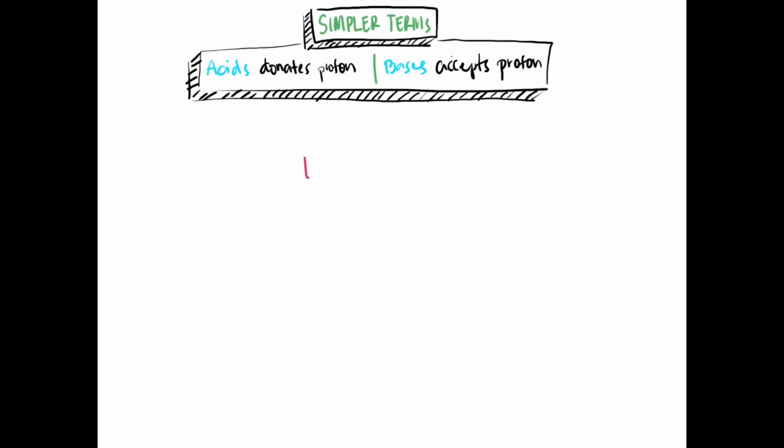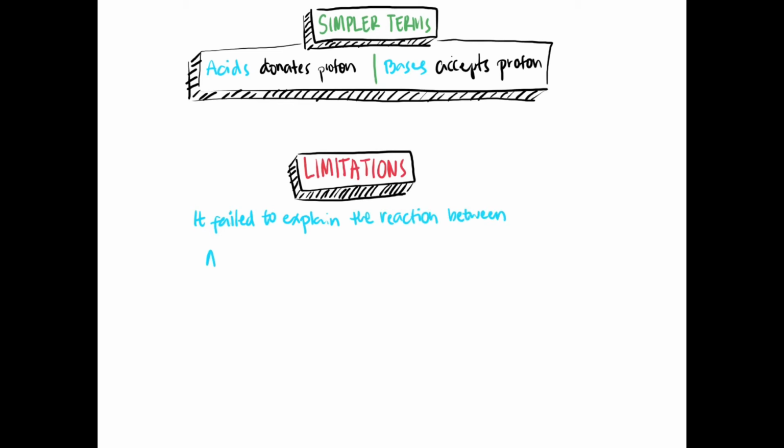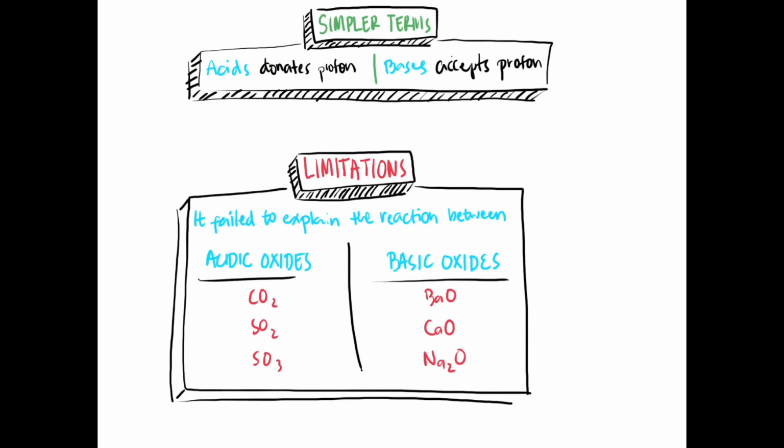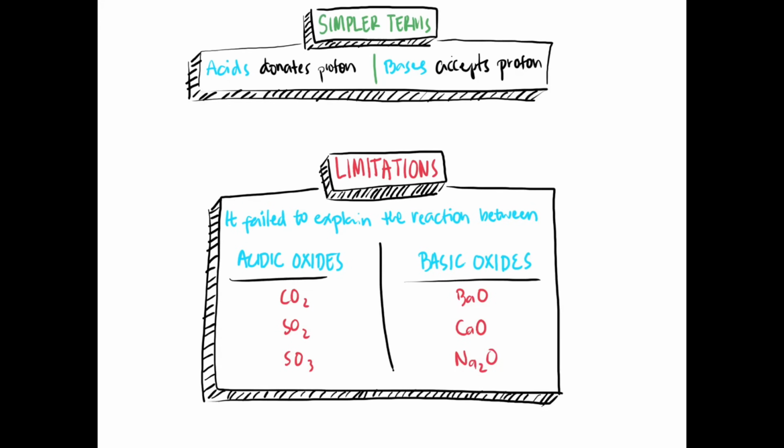But just like the previously mentioned theory, Brønsted-Lowry theory also has a limitation. It failed to explain the reaction between acidic oxides such as carbon dioxide, sulfur dioxide, and sulfur trioxide, and basic oxides such as barium oxide, calcium oxide, and sodium oxide, because there is no proton transfer in these substances.